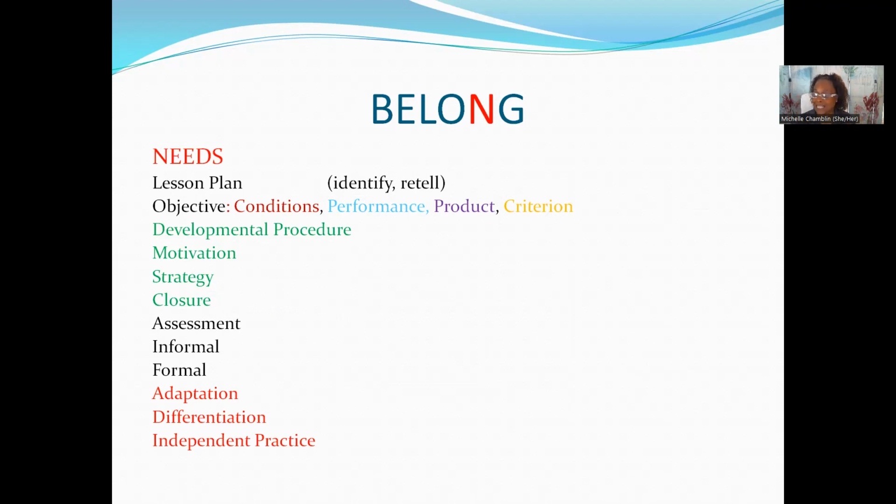And at the end, okay, and then you have your strategy, but at the end of that 43 minutes, a closure. What were we talking about? What did we learn? What did we do? What's coming up next?